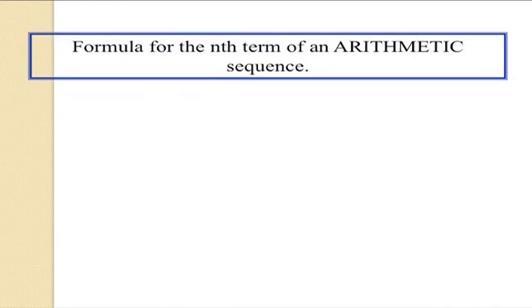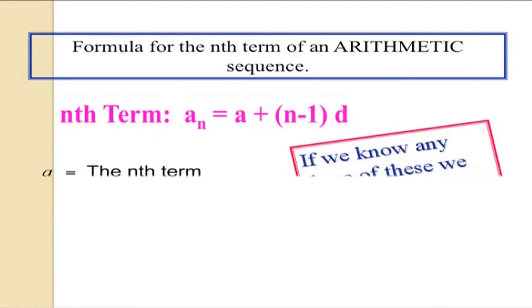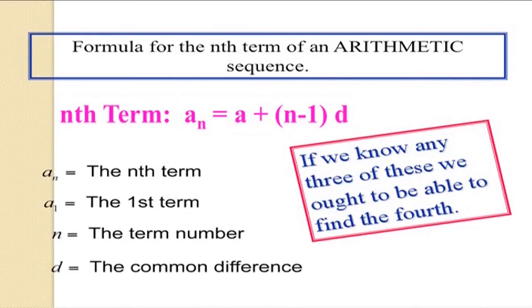So the formula for the nth term of an arithmetic sequence is an is equal to a1 plus (n minus 1) multiplied by d, where an is the nth term, a1 is the first term which is sometimes also written as a, n is the term number and d is the common difference. If we know any three of these, we'll be able to find the fourth term.